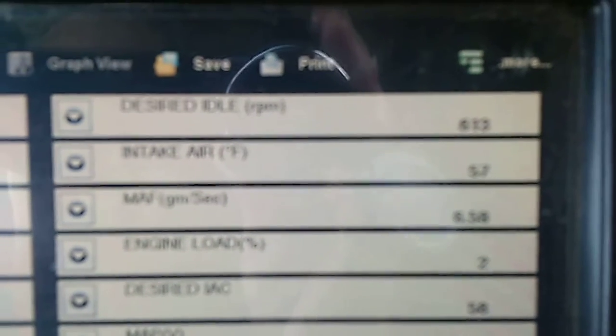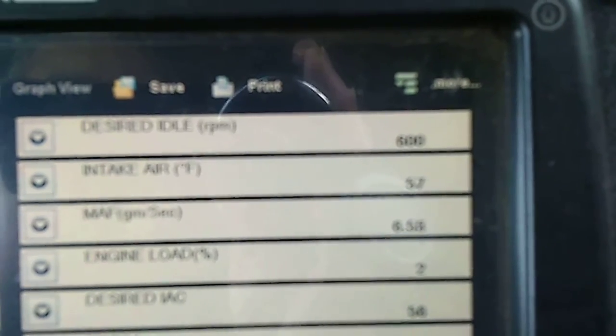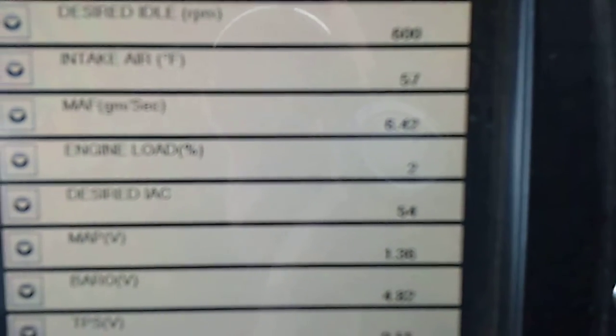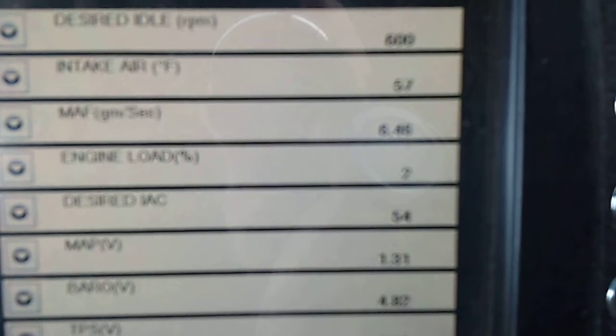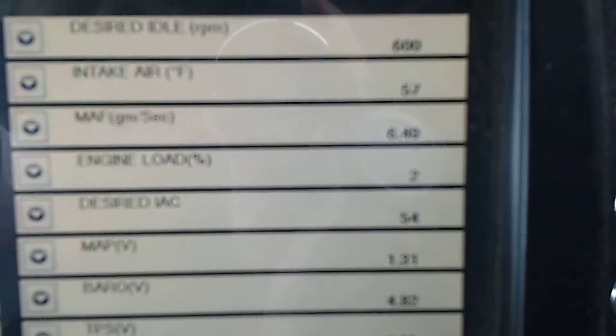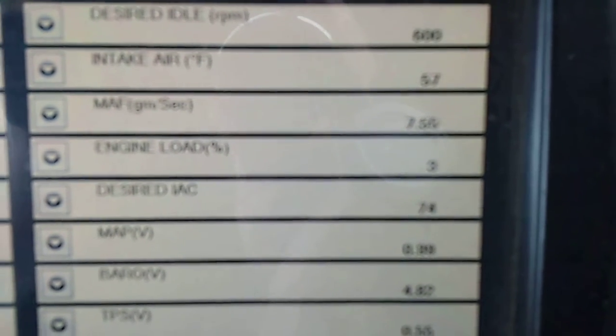Okay, so let's look at a little more data. I'm just trying to give you, so when you're doing this lab in the future, it's not the first time you're seeing these numbers. Desired idle, right? That is what it wants the RPM to be, and it's showing 600, I think. And then the intake air temp, 57 degrees. Mass airflow sensor, now you notice it's grams per second, where before it was hertz. Right, and you can see that number changes too when we give it idle.